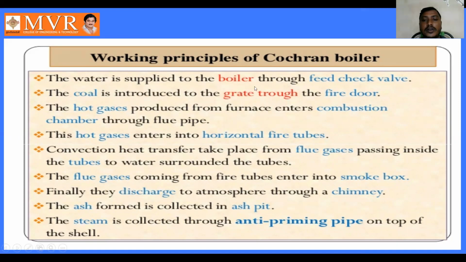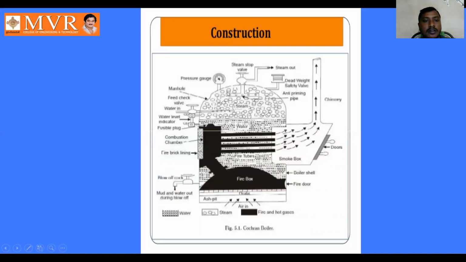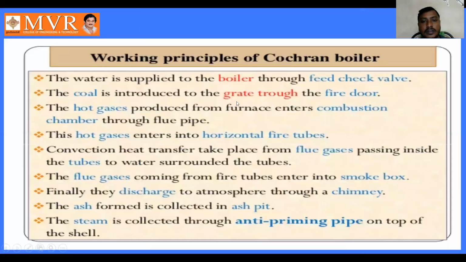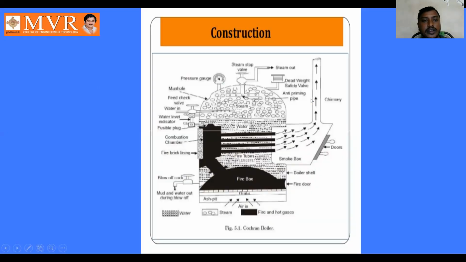The water is supplied to the boiler through the feed check valve. By using this feed check valve, water enters into the hemispherical crown. The coal is introduced to the grate through the fire door. Here we have the fire door.